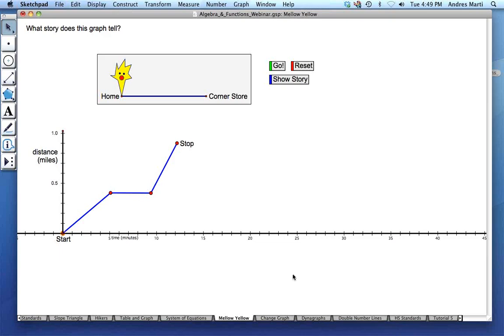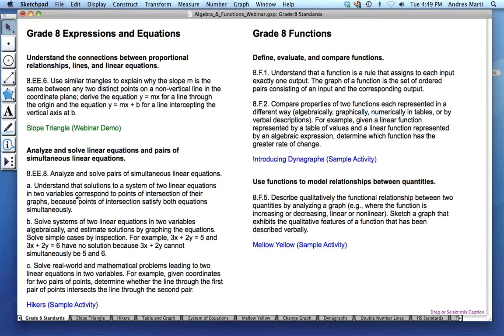Okay. So going back to the 8th grade standards now, we looked at the simultaneous linear equations. We looked at the slope triangle. We're going to look at two things now. Describe qualitatively the functional relationship between two quantities by analyzing a graph. We'll look at Mellow Yellow, and then we're going to look at this idea of understanding a function as a rule that assigns each input to exactly one output. Arguably, we've already been doing that in some of the previous activities, but we have a really great model that I'd like to present for this.